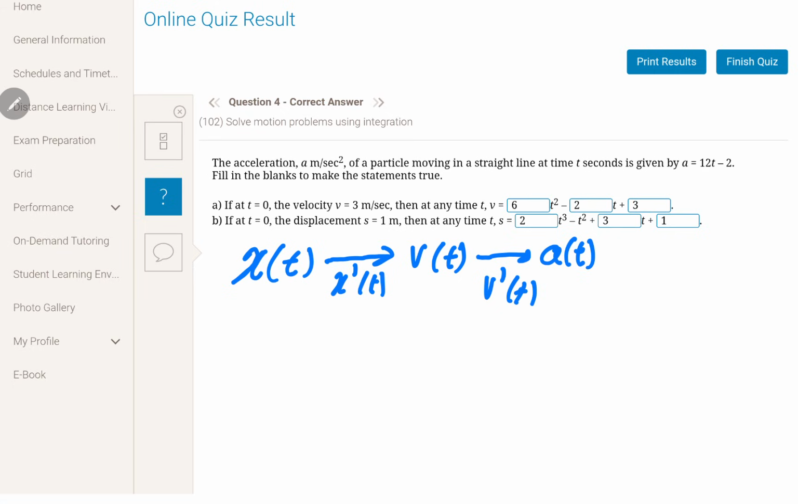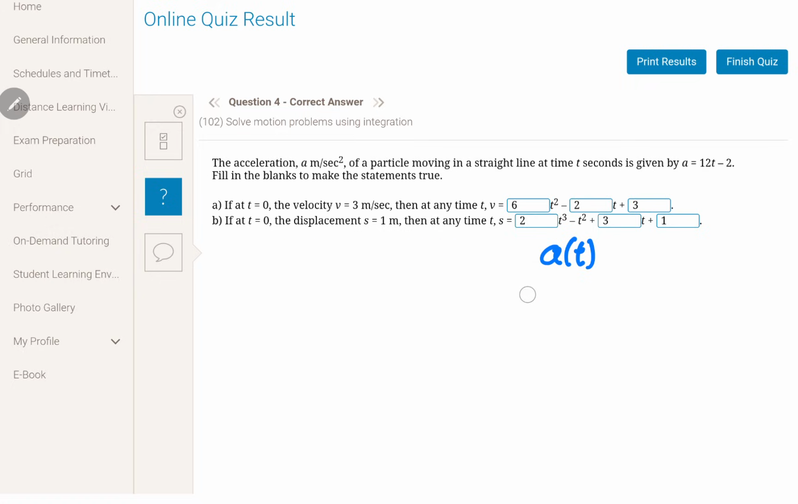Now, you can go backwards. Given acceleration you can go to velocity, and then from velocity to position. How? You integrate. So let's integrate. You have a equals 12t minus 2. They want you to find the velocity, which is 3 meters per second at t equals 0. So let's integrate the acceleration first.